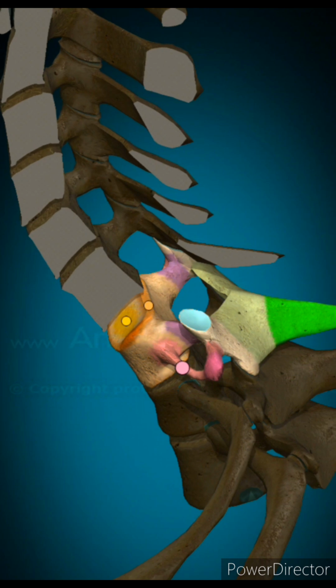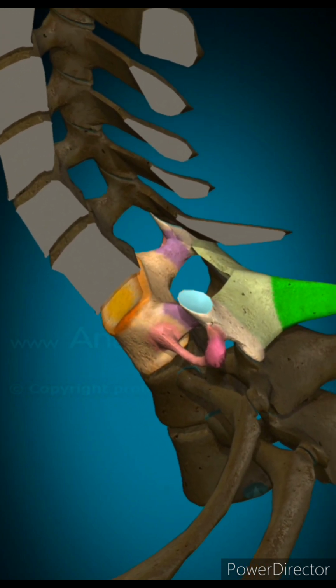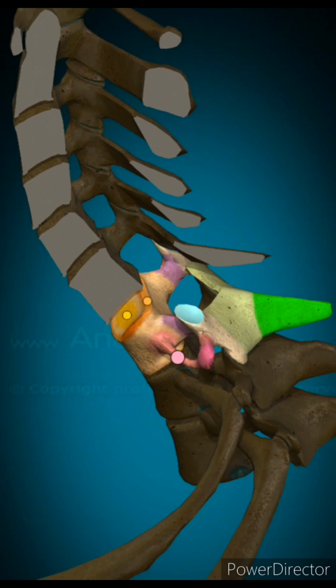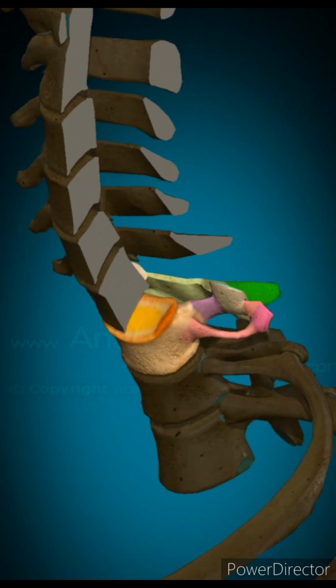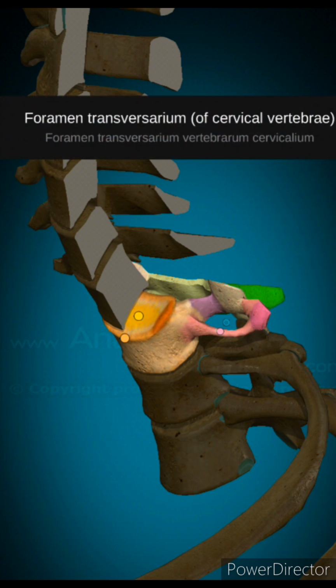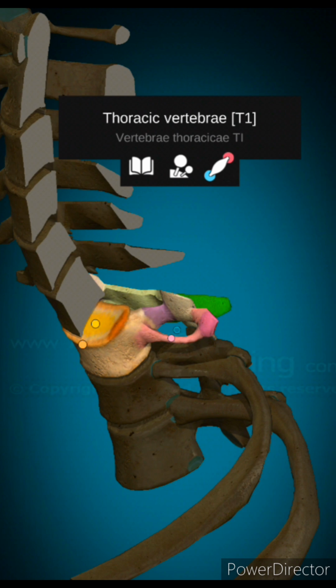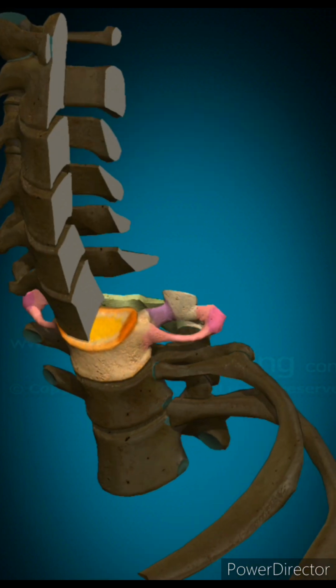C7 has larger transverse processes compared to other cervical vertebrae, and its transverse foramina are often smaller or absent. This is because the vertebral artery is no longer passing through C7, it only passes through C1 to C6. The vertebral artery of C7 is the largest in the cervical region, providing more support as the load of the head increases.